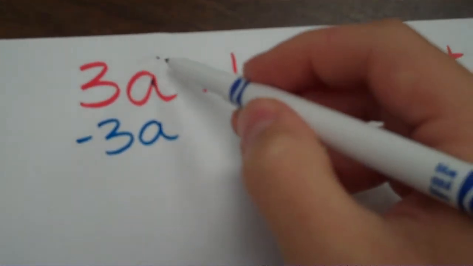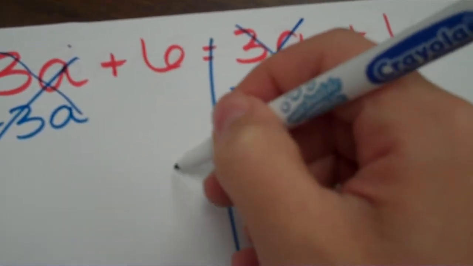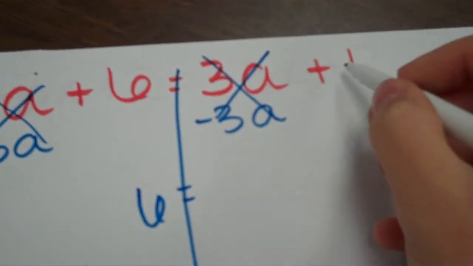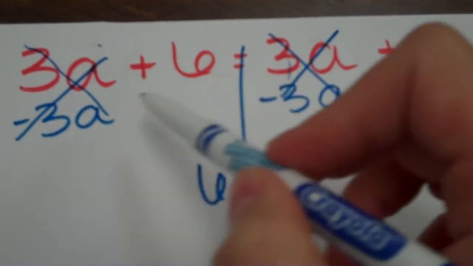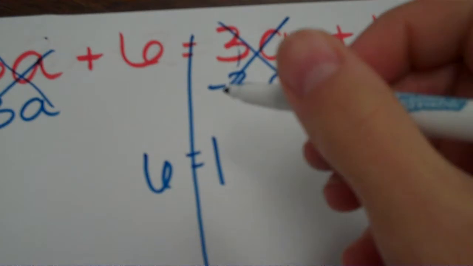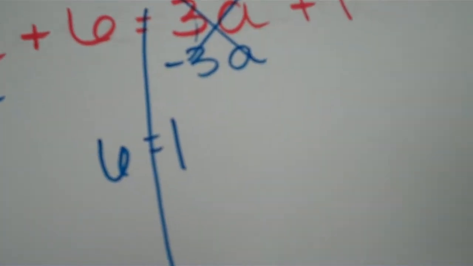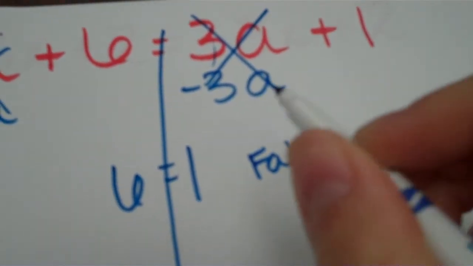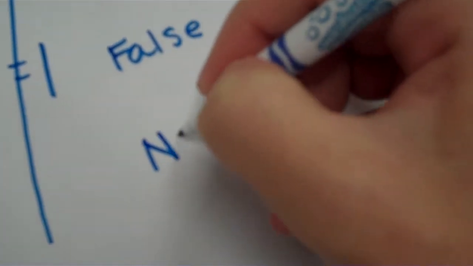This is what's weird about this. This also goes away because 3 minus 3 is just 0. So I'm left with a 6 equals a plus 1, a positive 1. I know it's weird, but basically when I subtracted 3a, both of them went away. They're gone. And I'm left with 6 equals 1. Now, is this true? You're going to say, no, 6 does not equal 1. This is false. Okay, go ahead and write that down. This is false. This is not true. And how we write that as an answer in math is we put no solution.